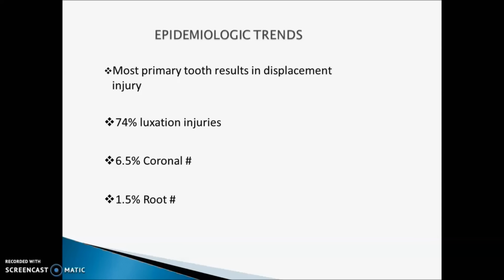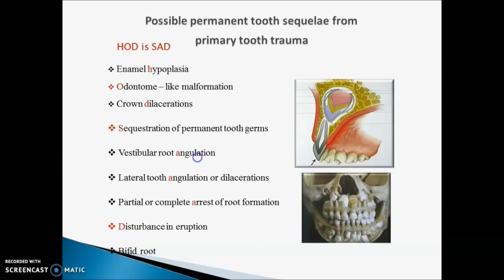Now, what type of injury can we see in primary dentition? Most commonly we can see displacement injury. In that, 74% is luxation type of injury. 6.5% we can see coronal fracture, and very rarely in primary teeth we can see root fracture, around 1.5%.